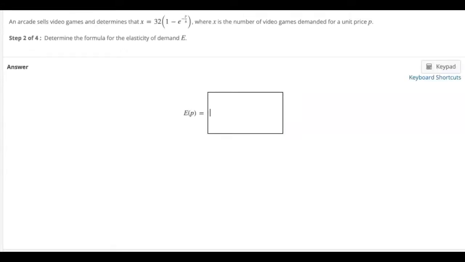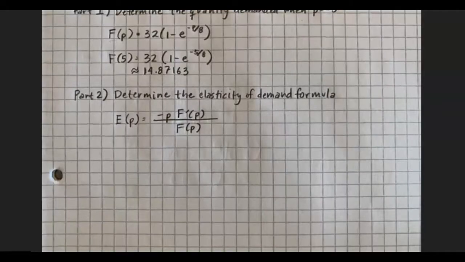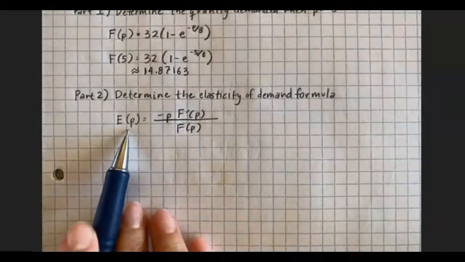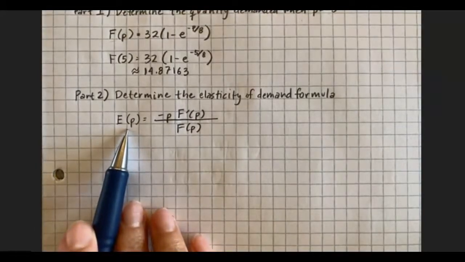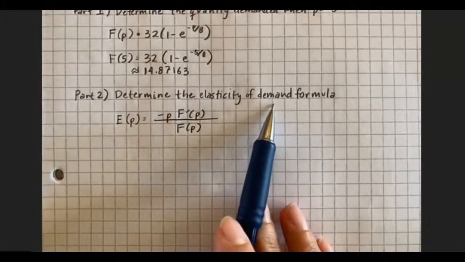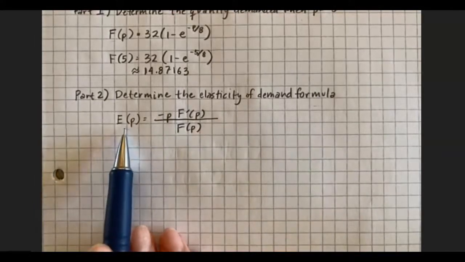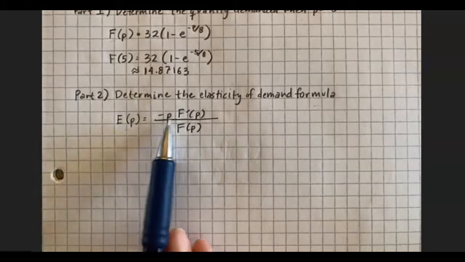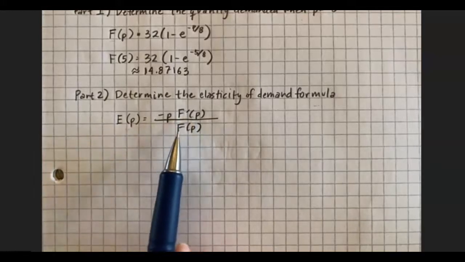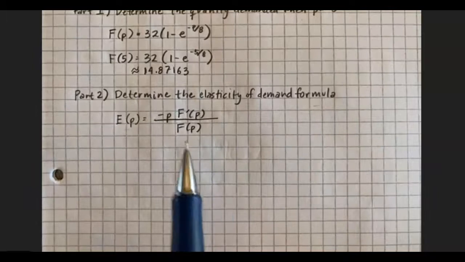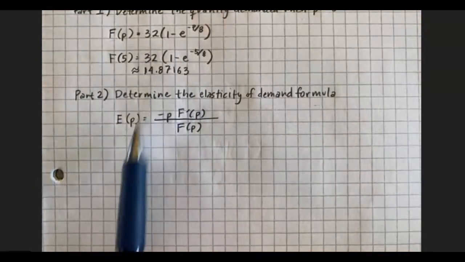All right, the next part is the fun part. They want us to determine the formula for the elasticity of demand E, and remember this is a different formula because it's based on P instead of X. So this is the alternative elasticity of demand formula. E in terms of P is negative P times F prime of P on top, and F of P on the bottom. We just need to find f prime of p and then plug it in here.